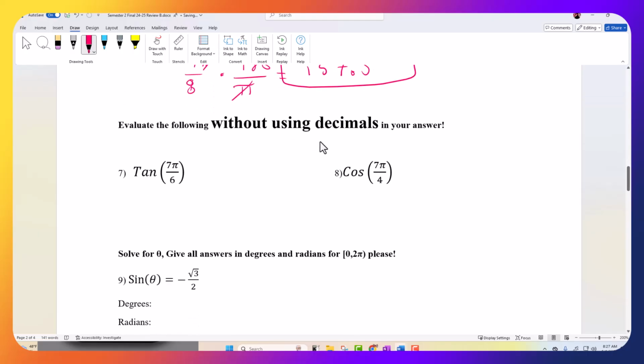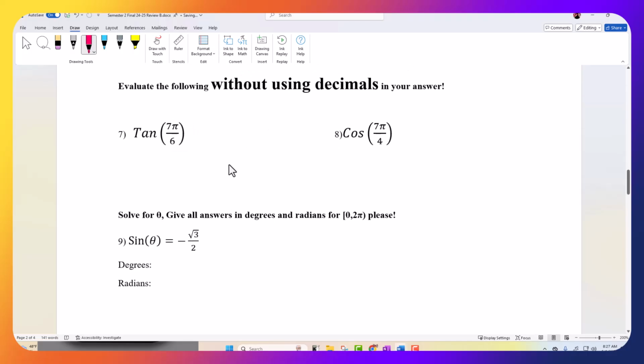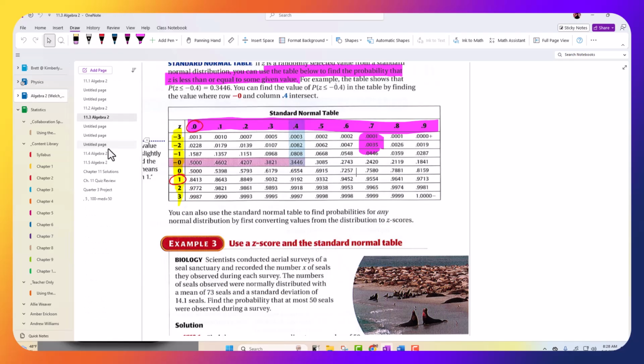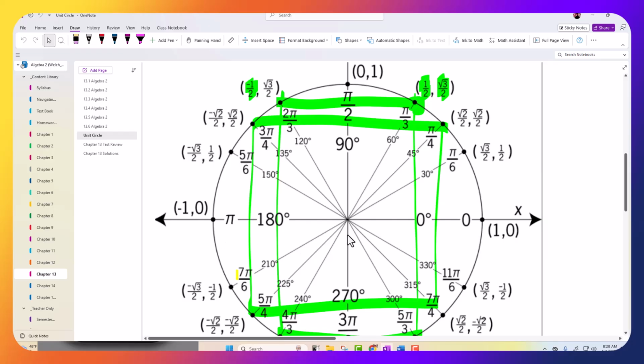All right. Using to find these answers without using decimals, we're going to need access to a unit circle. So I'm going to flip over to my notes for chapter 13. There we go. I come to chapter 13.